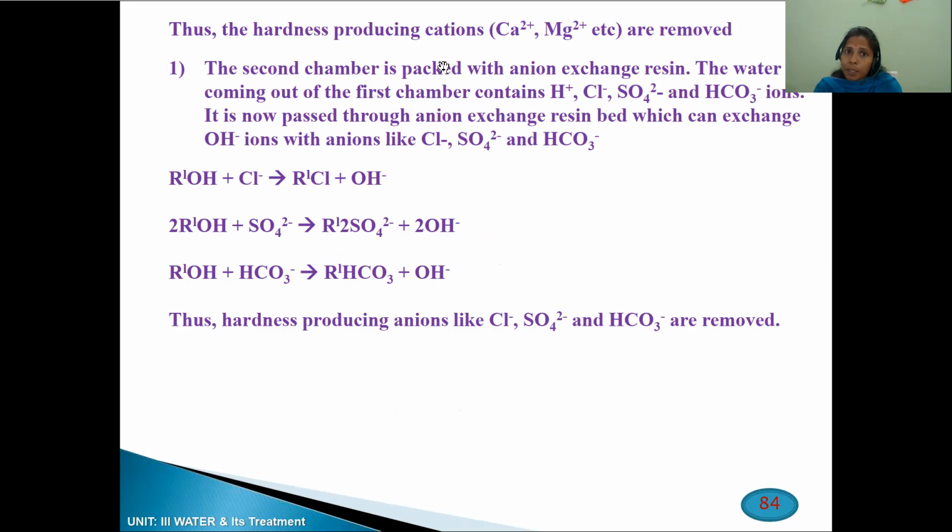Thus the hardness producing cations are removed. What are we removing in the first chamber? We are removing all the cations in the water sample. So now our aim is to remove the anions also from the water sample. So the second chamber is packed with the anion exchange resin. What is the symbol of anion exchange resin? ROH. So the water coming out of the first chamber contains H+ and Cl-, SO4 2-, and bicarbonate. Only anions are left after passing through the cation exchange resin.